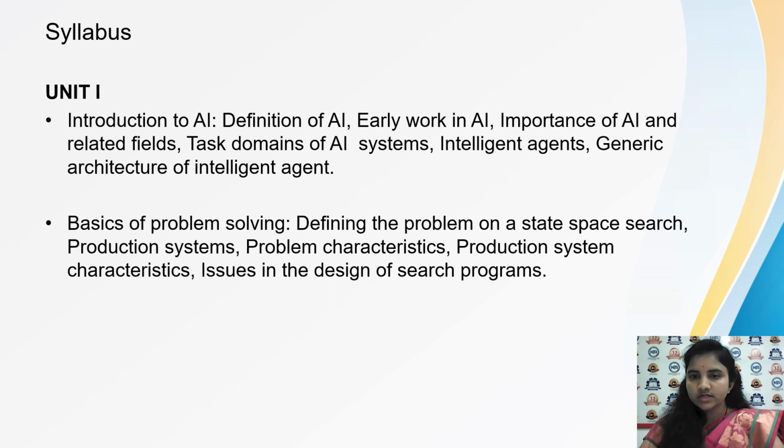Next is the production system. Here I'm going to use the example of the water jug problem. The water jug problem uses production rules. There is a water jug problem. 8 puzzle problems are examples of state space search.